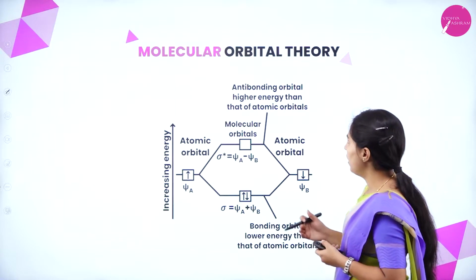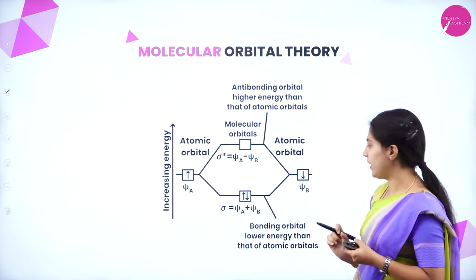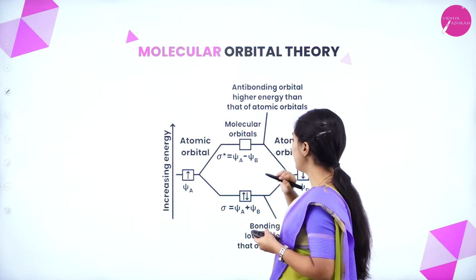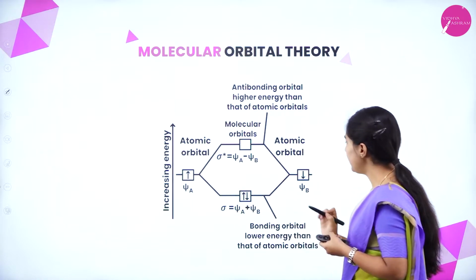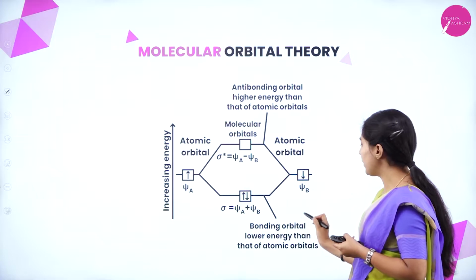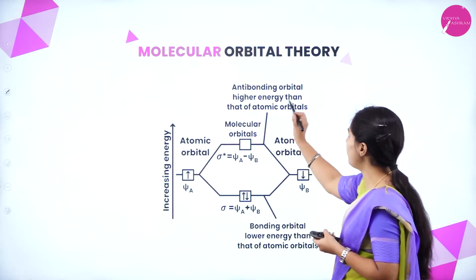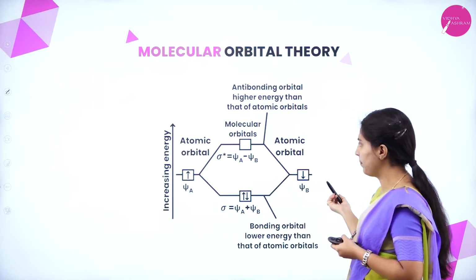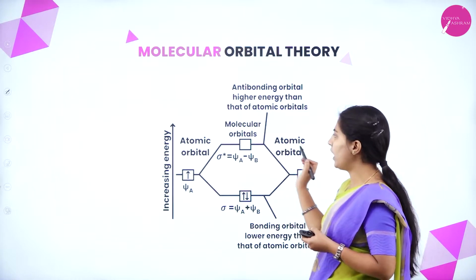See here, this is the molecular orbital theory energy level diagram. This is sigma and this is sigma star, and here this is phi A and phi B. This is the bonding orbital, with lower energy than that of the atomic orbitals. This is the anti-bonding orbital, with higher energy than that of the atomic orbitals. Overall, these are molecular orbitals formed from atomic orbitals.